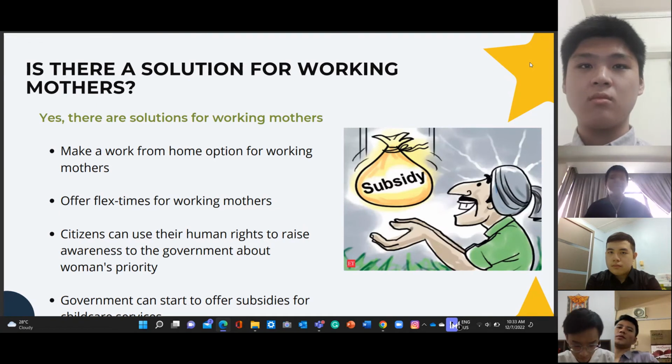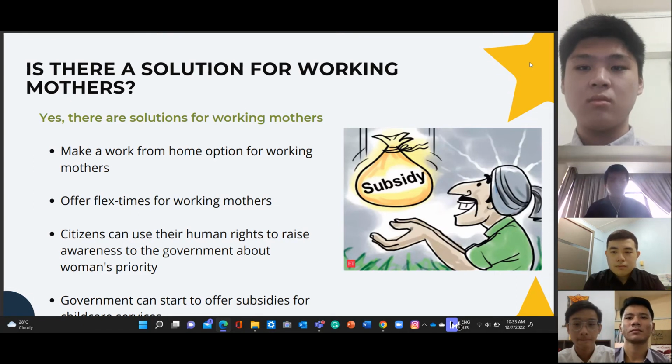And besides, managers can start to offer flex time. So flex time allows working mothers to decide when to work or when to not work. So working mothers can choose to not work when there is no legal guardian supervising their children. However, when there is a legal guardian supervising their children, then they can choose to work on that day.